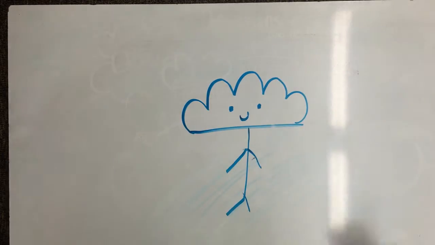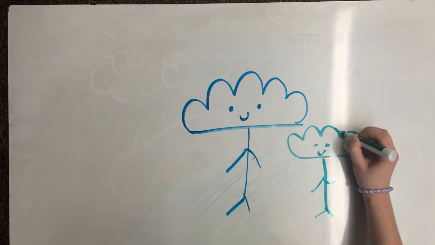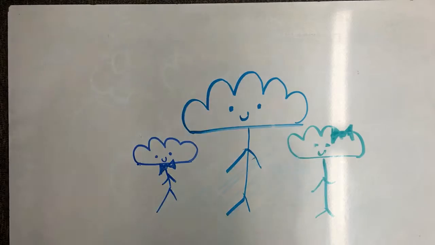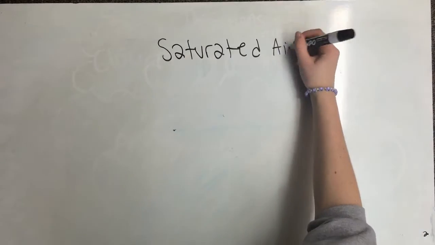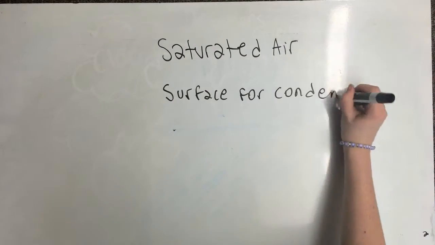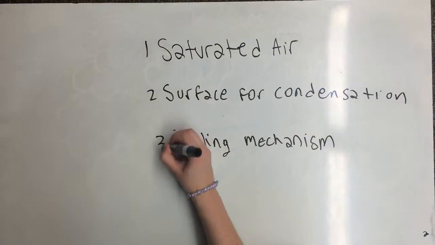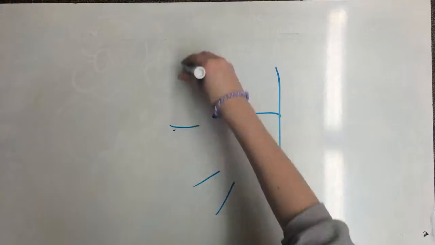In order for a cloud to be formed, 3 requirements must be met. Saturation point must be met in the atmosphere, a surface for water to condense on, and a cooling mechanism. There are 4 types of clouds.